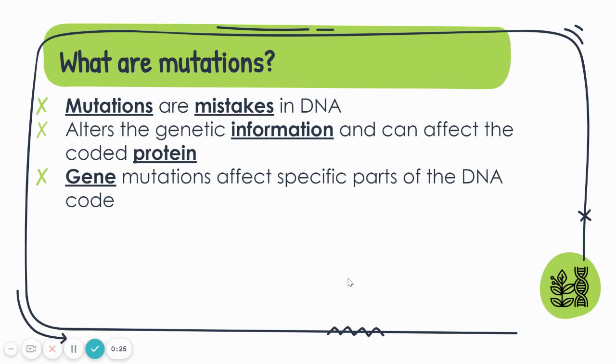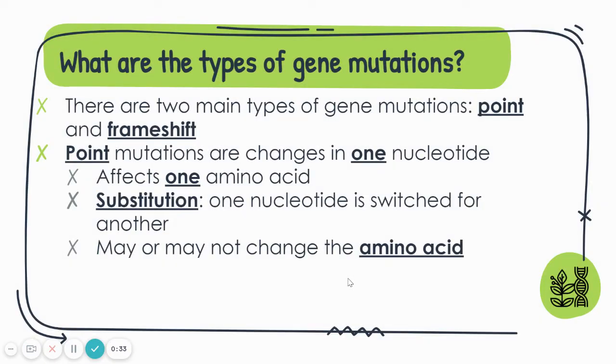So gene mutations affect specific parts of the DNA code, and there are a couple different ways that the gene can be affected. So there's two main types of gene mutations. There's point mutations and frame shift mutations. Point mutations are changes in just one nucleotide. So basically one letter of DNA is going to change.